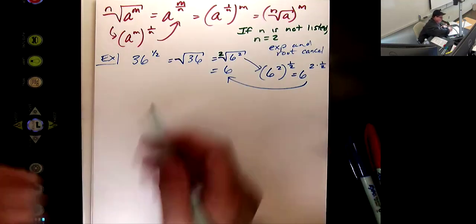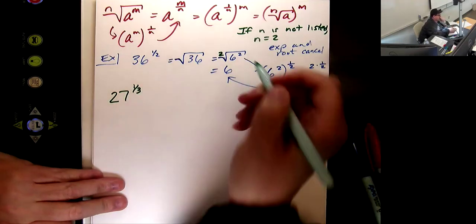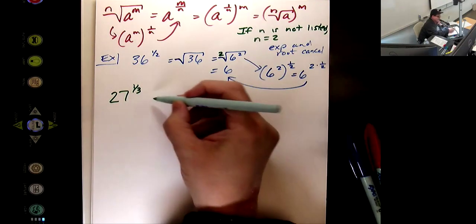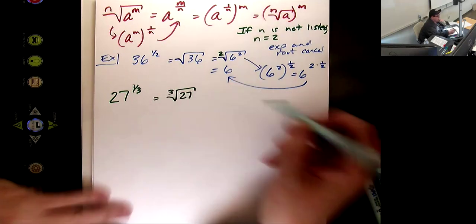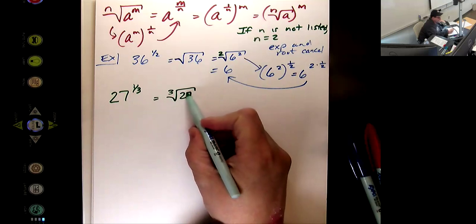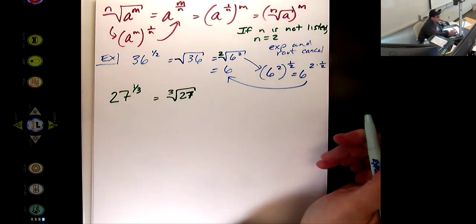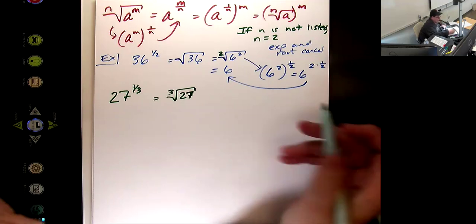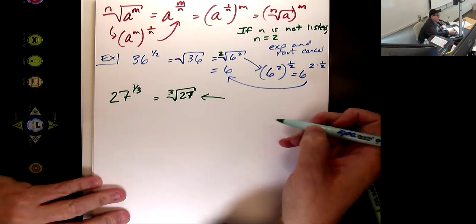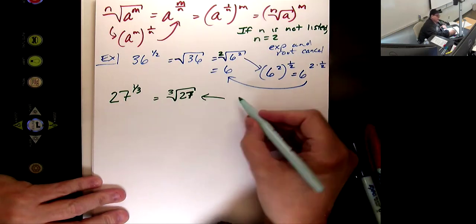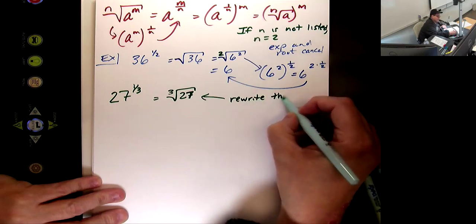What about the cube root of 27, or 27 to the 1/3 power? This is the cube root of 27. Now, rather than going to your calculator, it might be faster once you get skilled at it, and it's definitely faster once you get skilled at it, to rewrite this in terms of prime numbers.